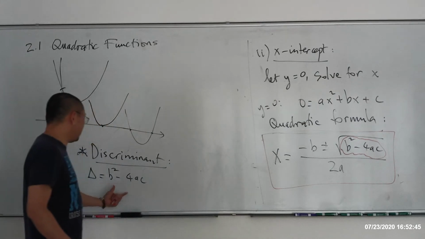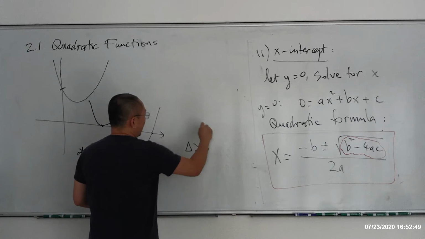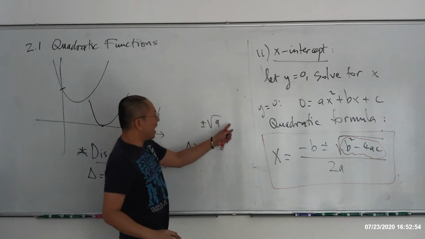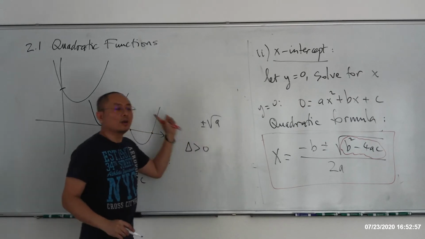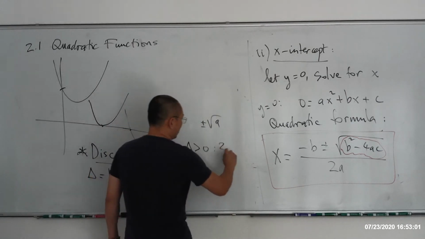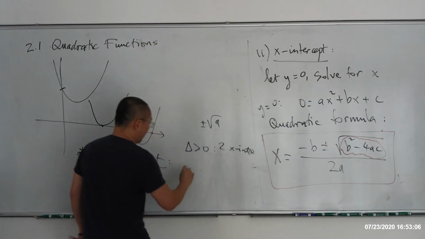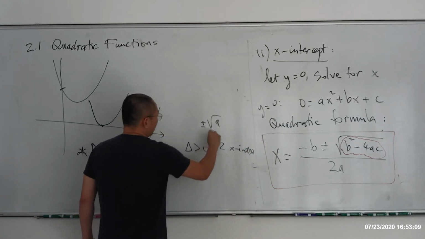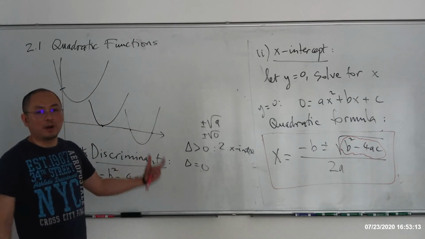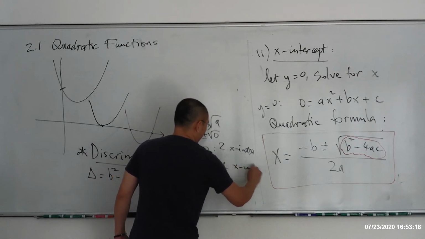So if that quantity is a positive number, so delta is a positive number, say 9, then you have the square root of 9. With plus or minus, you're going to have two values, plus 3 or minus 3, right? Which indicates you have two solutions, or two x-intercepts. Okay? What if delta is equal to 0? Say the square root of 0. It doesn't matter if you put plus or minus in front, the square root of 0 is 0, and plus or minus 0 is still 0. You have exactly one solution. You have one x-intercept. Okay?